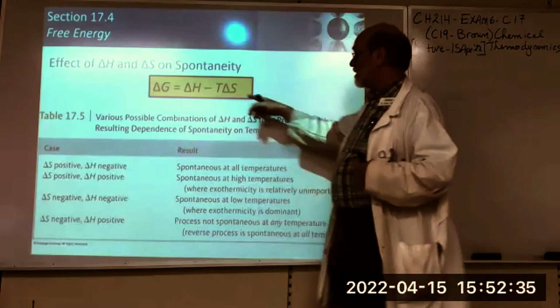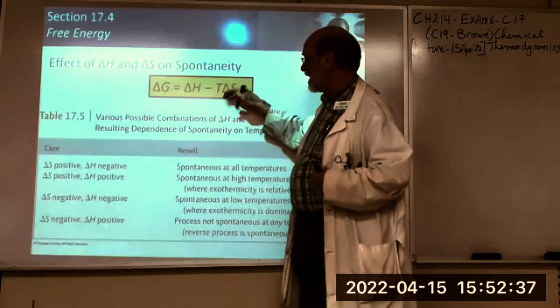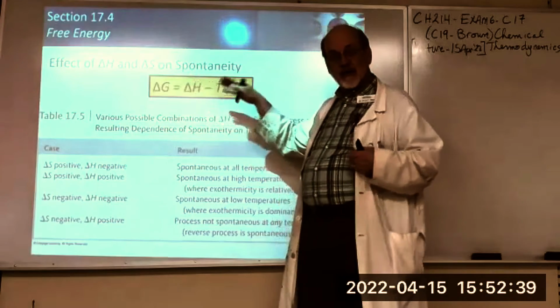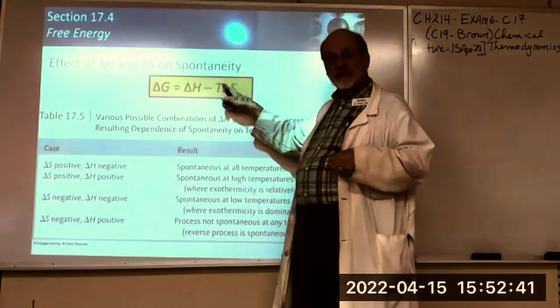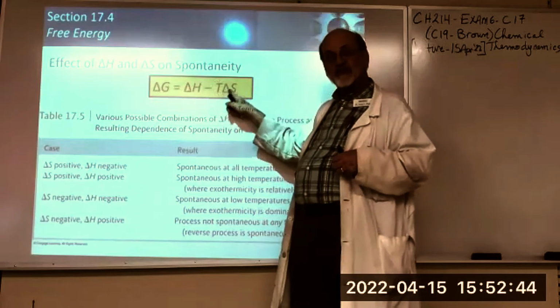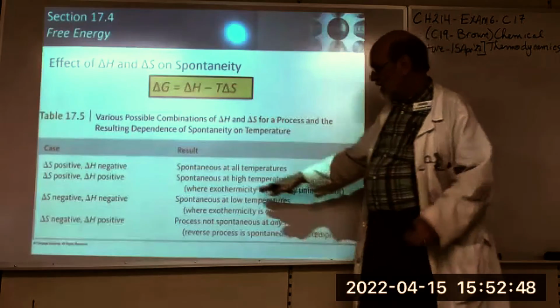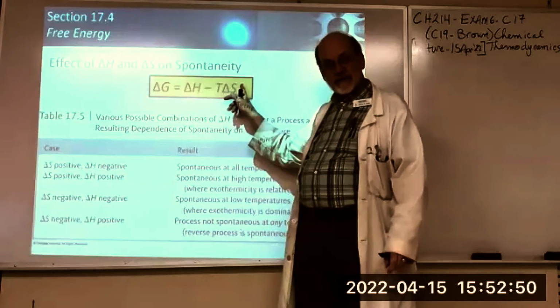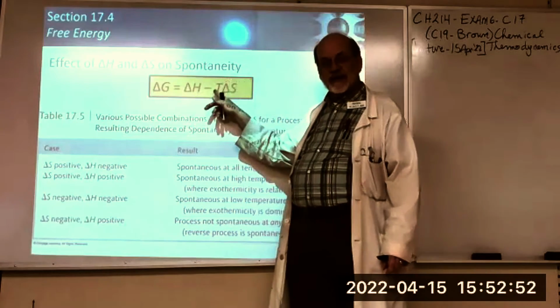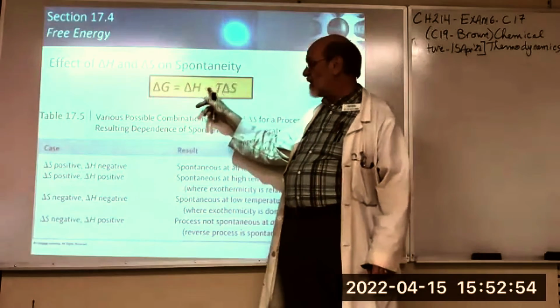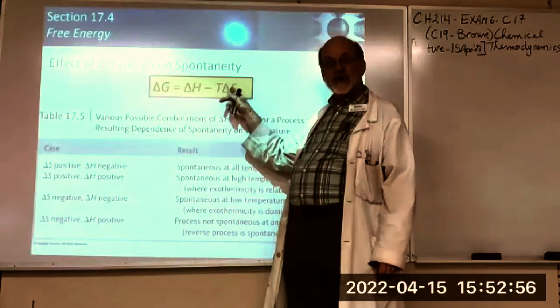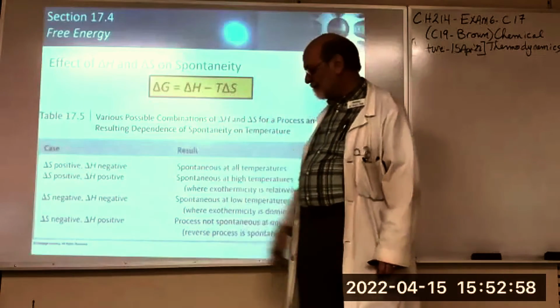Now, if they're both negative, then this becomes positive, and this is negative. And then under those circumstances, we want to minimize this one by making a small temperature. So at low temperatures, when both are negative, it would be more likely to be spontaneous, because this is negative and that one is a very small positive.